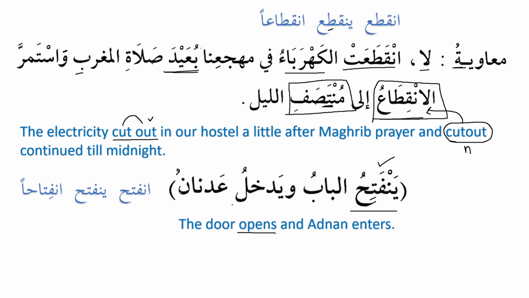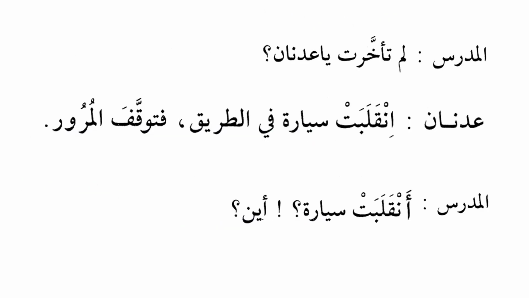Yadkhulu also, dakhala yadkhulu, this is the present tense. Lima ta'akharta ya Adnanu, why did you come late, O Adnan? Ta'akhara. Can you figure out which verb form this is? Okay, we have ta and we have tashdeed. And we know that the combination of ta and tashdeed gives us form number 5. Exactly. Lima ta'akharta ya Adnanu, why did you come late, O Adnan?